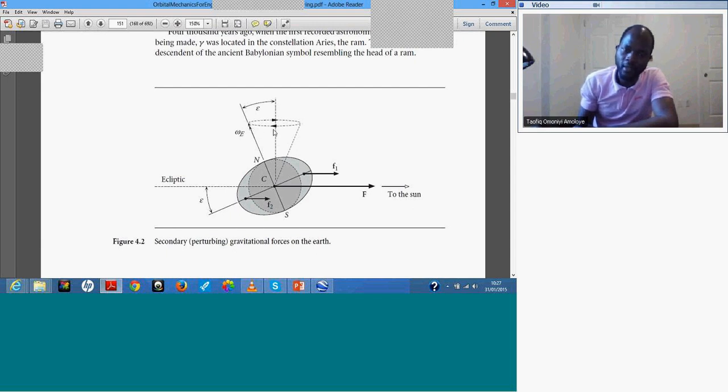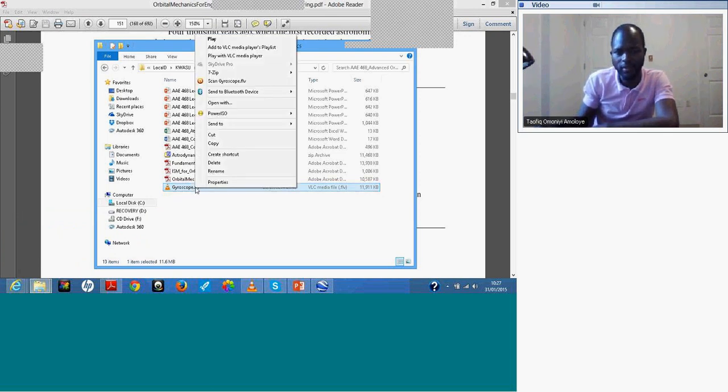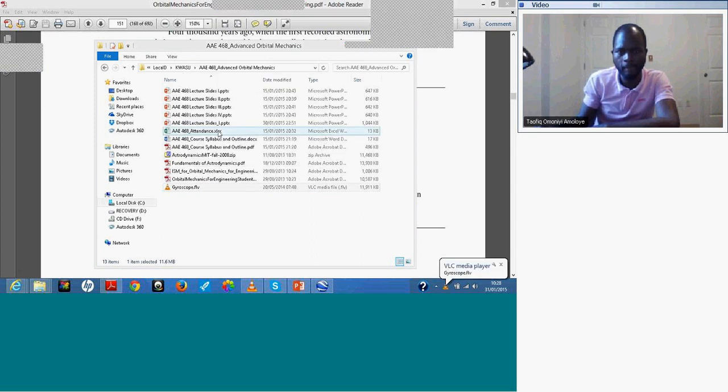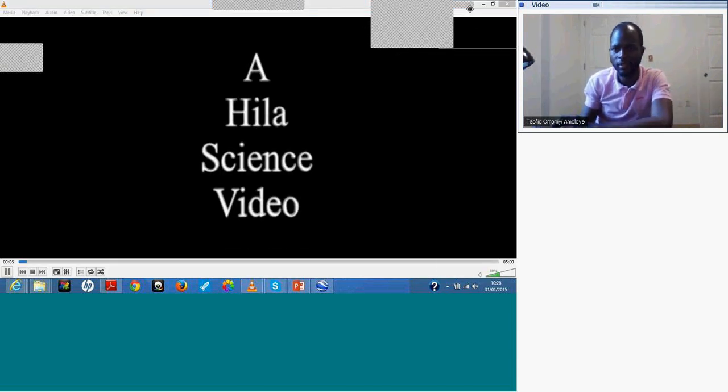What happens is the axis of spin now precesses around the ecliptic. It will be moving around the normal to the ecliptic. In order to explain this better, I'll try to play this video of a gyroscope. You should have it already, but if you don't, I might be able to send it to you, or you could get it from your juniors, the ones in 300 level now.